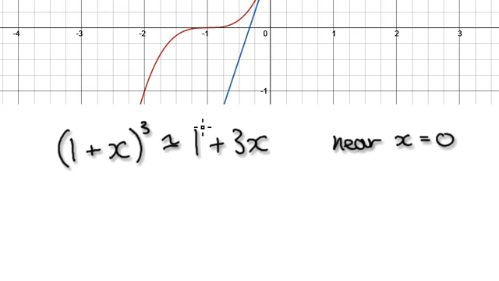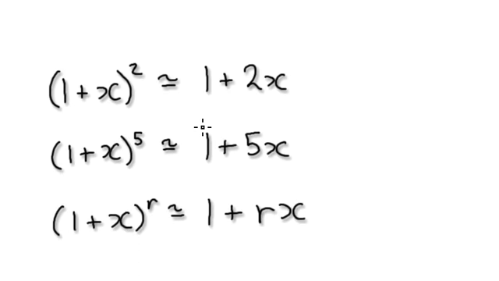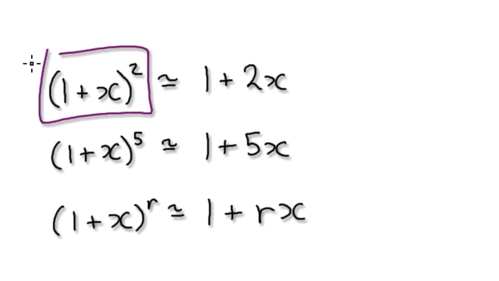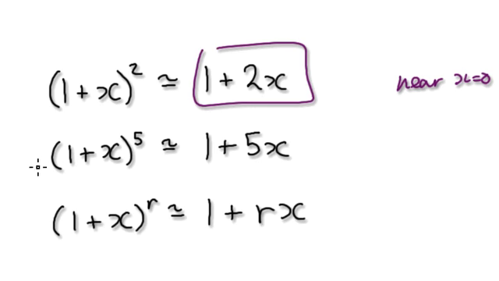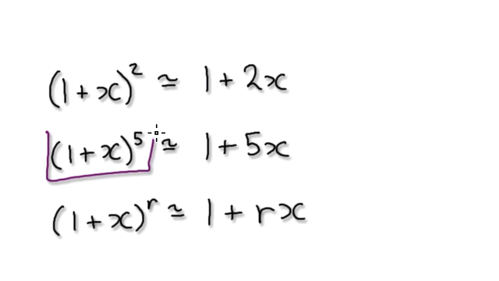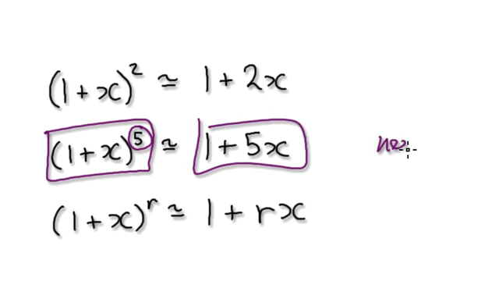as this. Now, if you follow the same process through again, but with this 1 plus x to the power of 2 here, our linear approximation near x equals 0 is this. Now, if you follow the same process again, but with to the power of 5 here, our linear approximation will be this, near x equals 0.